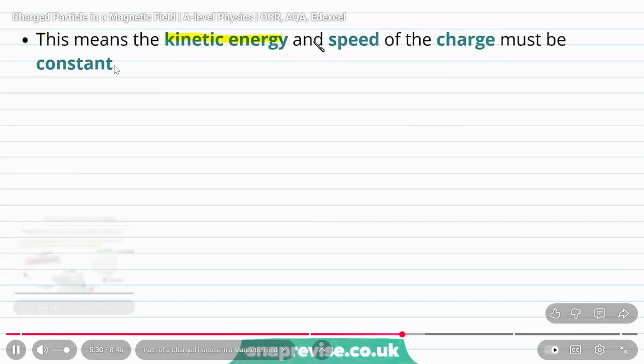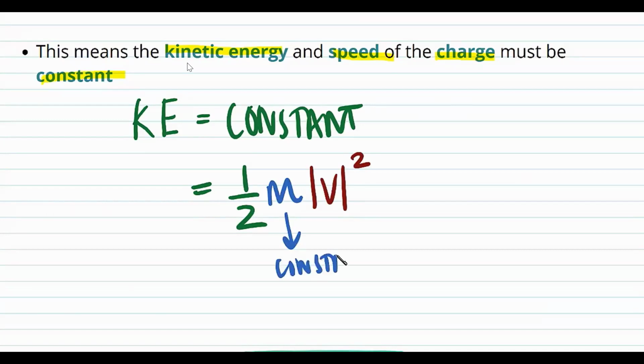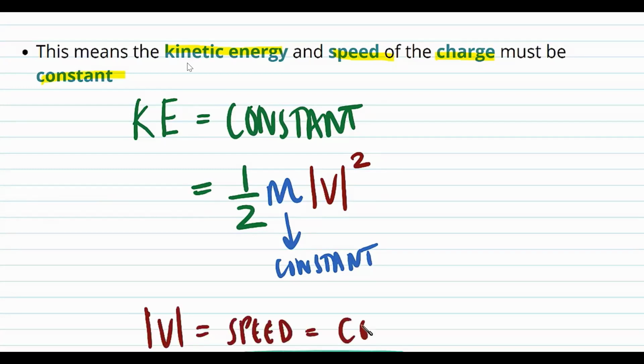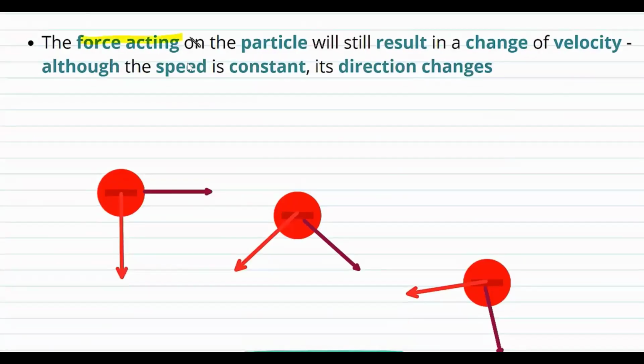Yeah. Kinetic energy and speed of the charge must be constant. So our kinetic energy is a constant. And recall that our formula for kinetic energy is a half times mass times the magnitude of velocity squared. And we know that mass remains constant throughout, so the kinetic energy is constant, therefore the magnitude of velocity, or the speed, must also be constant. However, the force acting on the particle will still result in a change of velocity. Although the speed is constant, its direction is going to change.